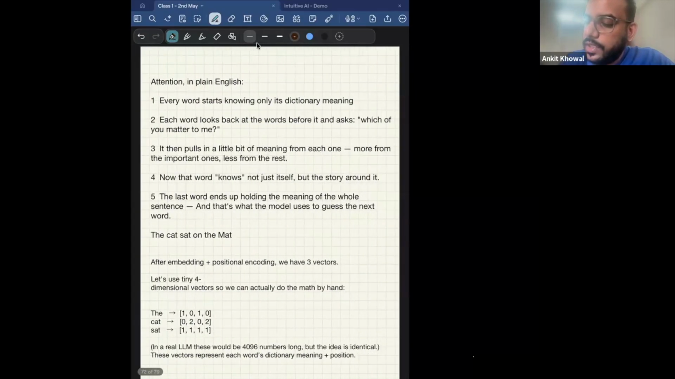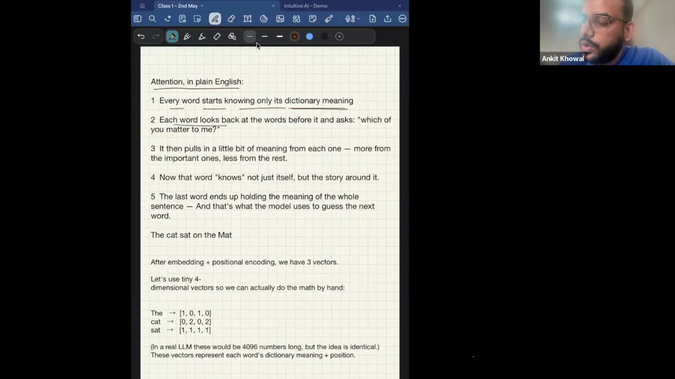Okay. So in plain English, how did we understand attention? First, after vectorization, each word starts knowing only its dictionary meaning, the general meaning that the word has. Like total is a sum, right? It's not a Python variable. So it just has a general dictionary meaning.